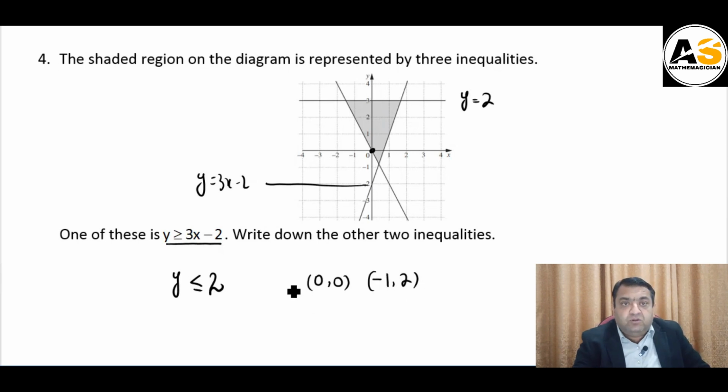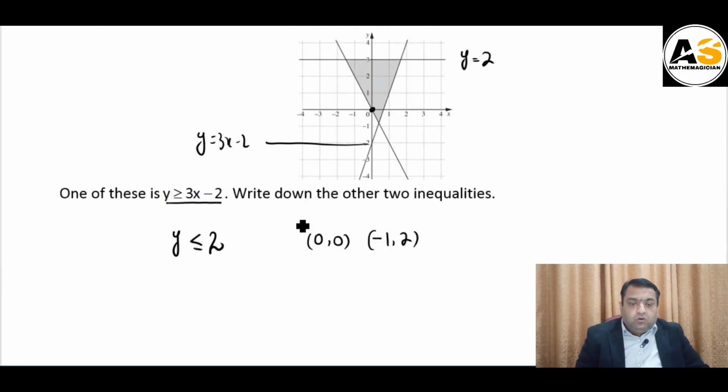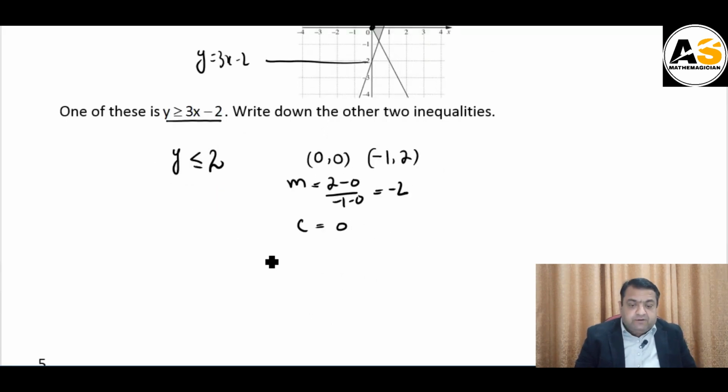So what will be the gradient? I am going to write down the equation first and then convert it into the inequality. This line passes through the points (0, 0) and (-1, 2). Its gradient is y2 minus y1 over x2 minus x1. The gradient is -2, the y-intercept is 0. So its equation will be y = -2x plus c, where c is 0.